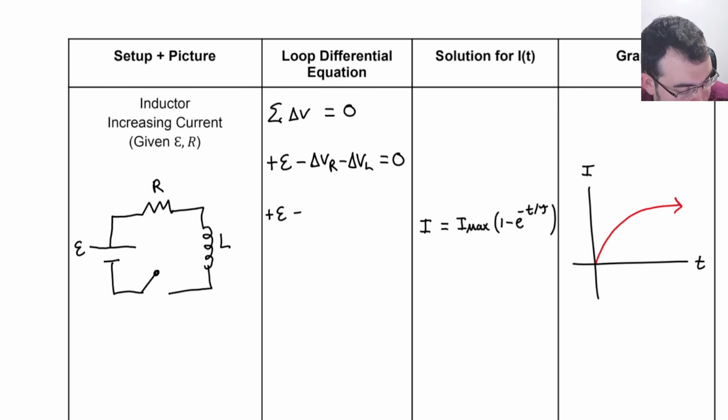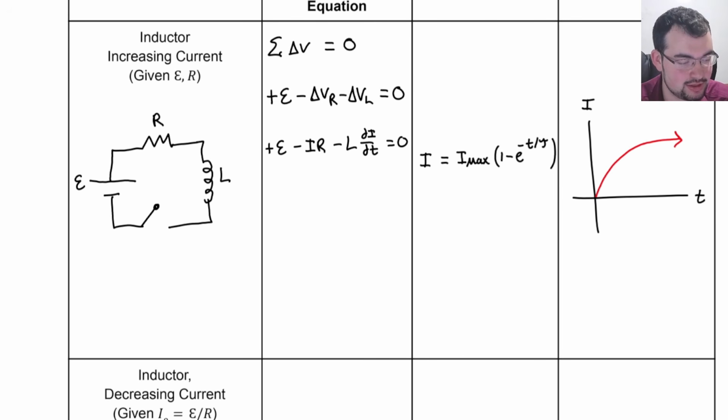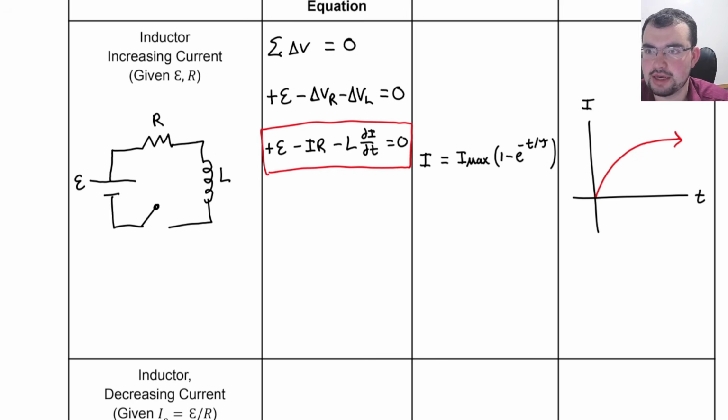The voltage drop across a resistor is IR. The voltage drop across an inductor is L dI/dt. No weird stuff with minus signs. We just take everything that is not a battery to be a drop. And I don't have to do anything to this, because there's no substituting needed, because I have I and a derivative of I in the same equation.